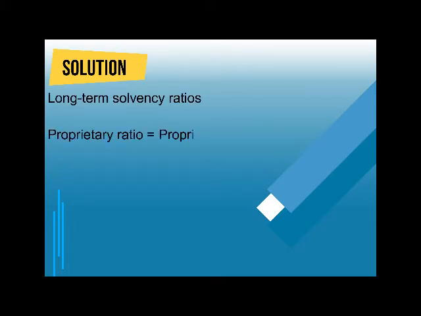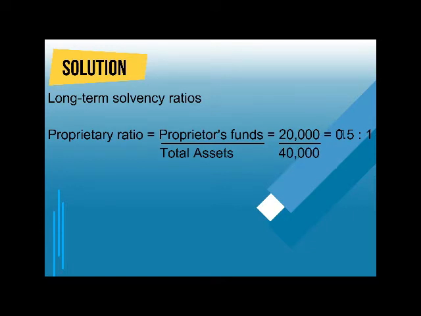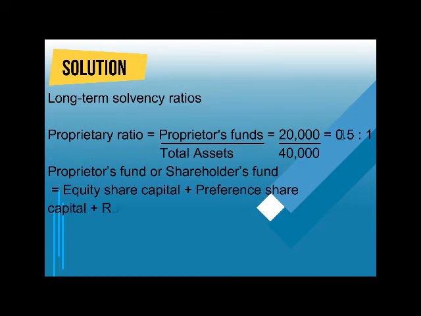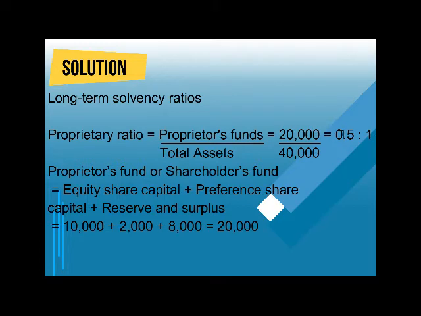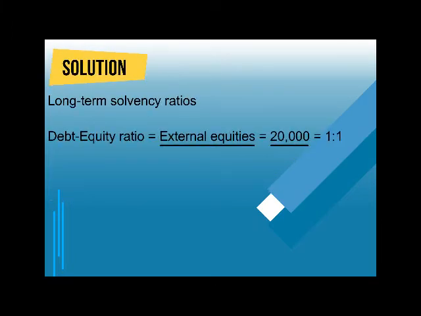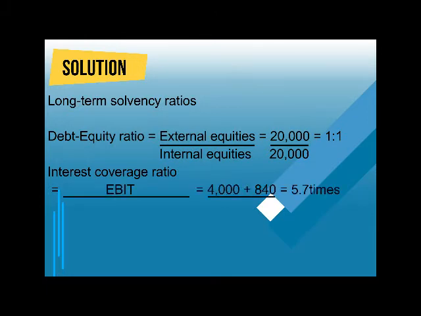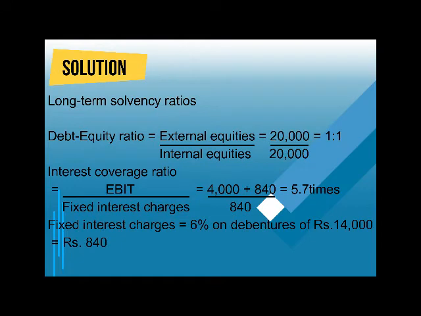Proprietary ratio equals proprietors' funds divided by total assets, equals 20,000 divided by 40,000, equals 0.5 to 1. Proprietors' fund, or shareholders' fund, equals equity share capital plus preference share capital plus reserves and surplus, equals 10,000 plus 2,000 plus 8,000, equals 20,000. Debt equity ratio equals external equities divided by internal equities, equals 20,000 divided by 20,000, equals 1 to 1.